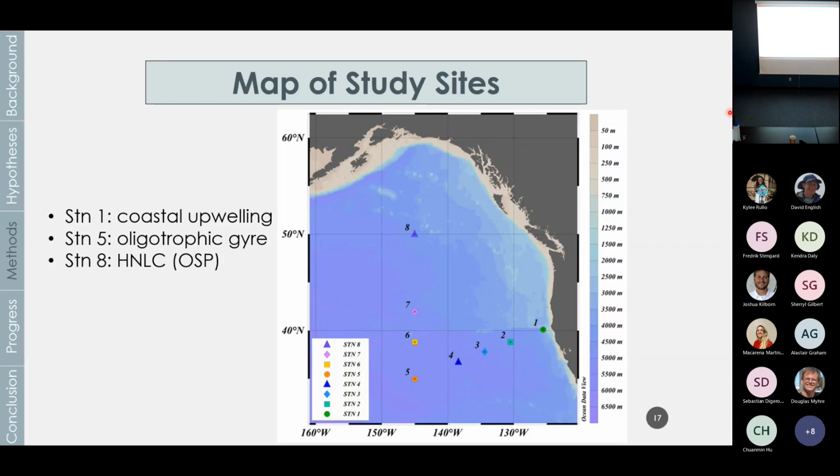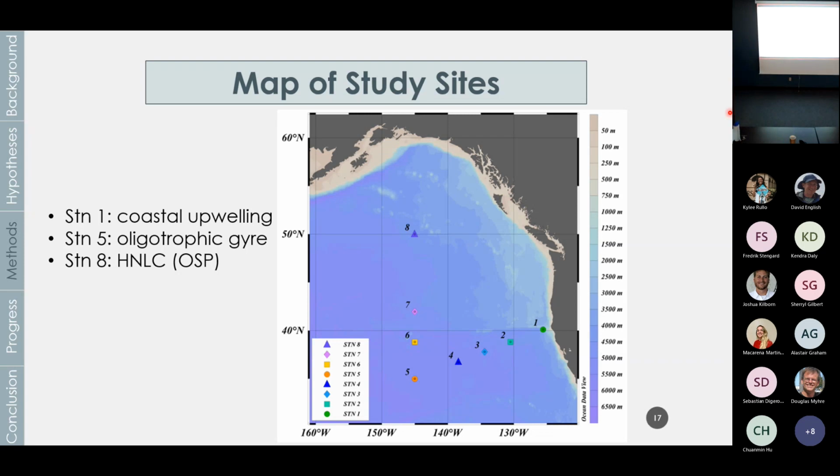So this is a map of my study site. I was on the RV Sikuliak for a month out in the Pacific last June. It was a huge blast, but you can see the transects that we took. We started from station 1, and they're numbered numerically, and these cover all 3 of my distinctive biogeochemical regimes. So station 1 is representative of a coastal upwelling system, station 5 is representative of an oligotrophic gyre system, and station 8 is a high nutrient, low chlorophyll region, and is also Ocean Station Papa, which is a very well studied site.